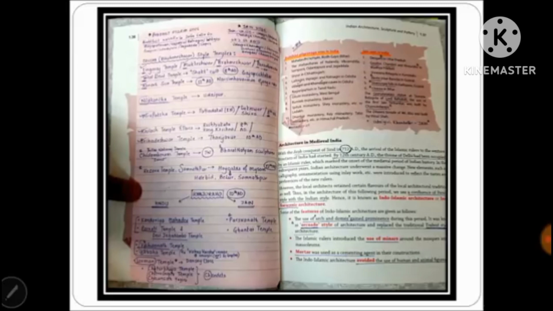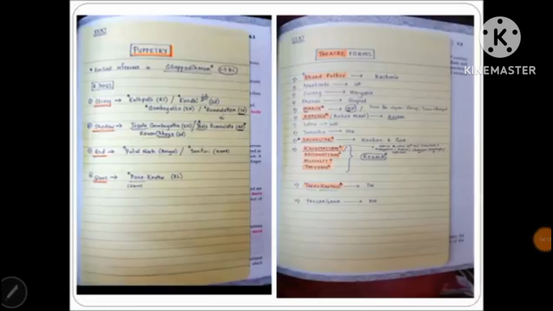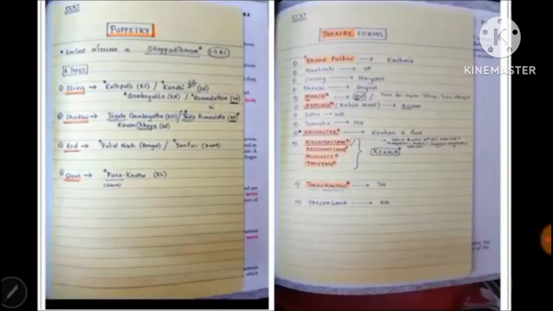I had read some other books as well. I would not recommend those books because they are not very cost effective. But these are the important points I had found in those sources. This is regarding puppetry and theatre forms from CCRT. If you have not found it anywhere else, you can just take a screenshot and remember these points. They may be potential MCQs.